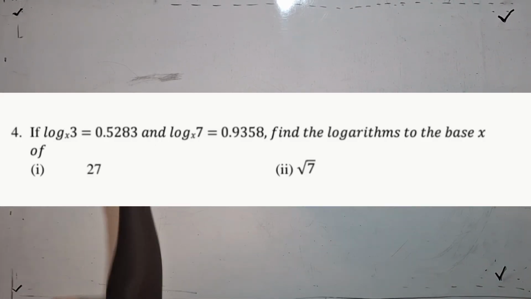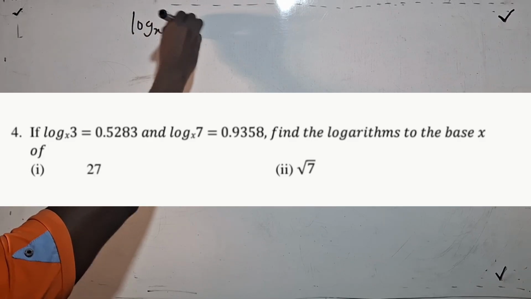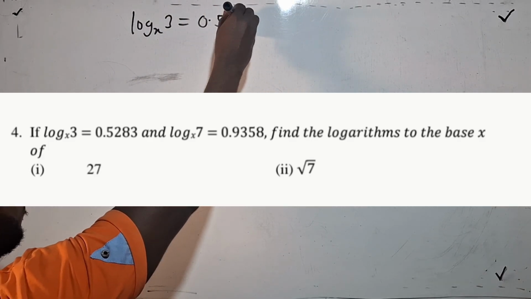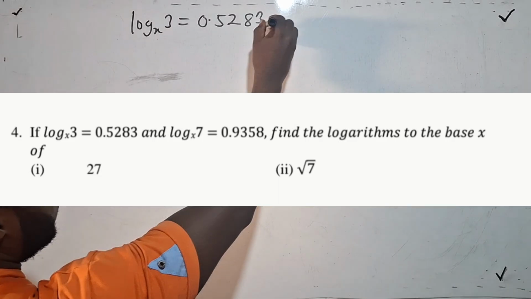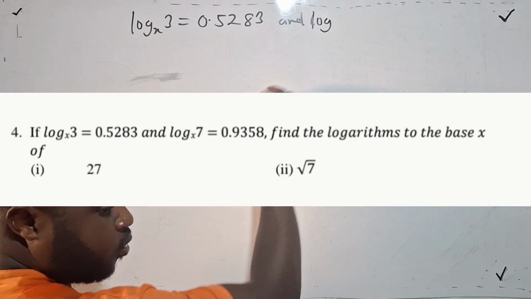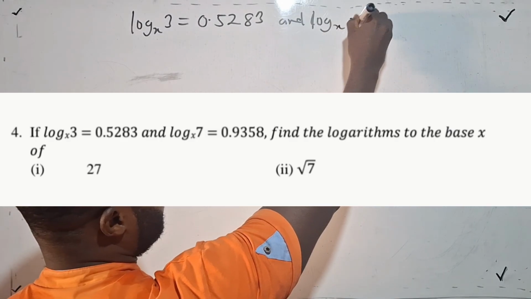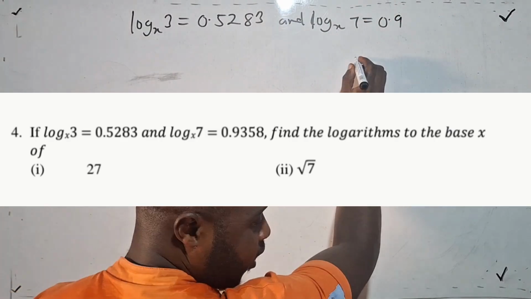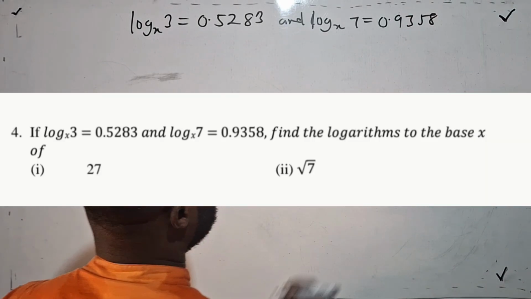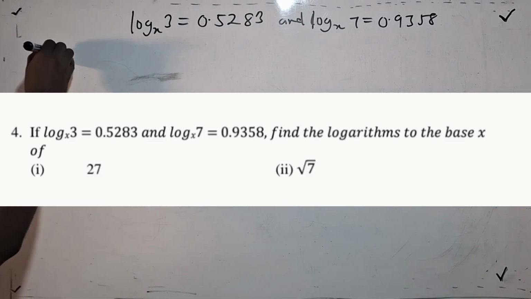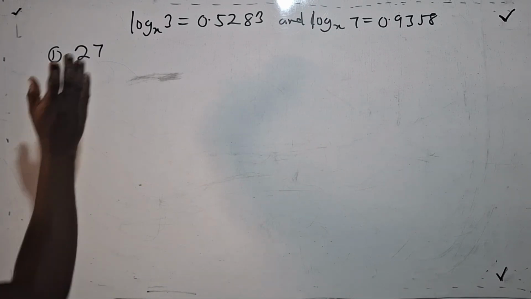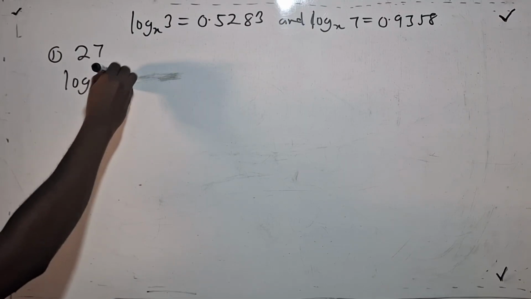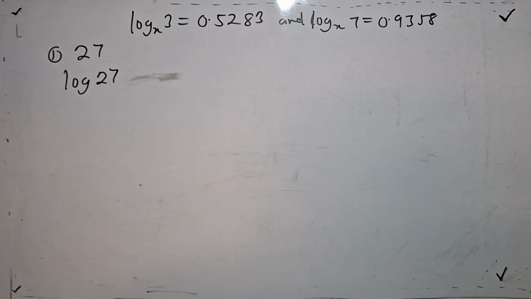With this question, we have log to the base x of 3 is equal to 0.5283, and log to the base x of 7 is equal to 0.9358. We are to evaluate or solve the value of x of 27. So for which we know we definitely have log 27. Since the base was given, so log x 27.